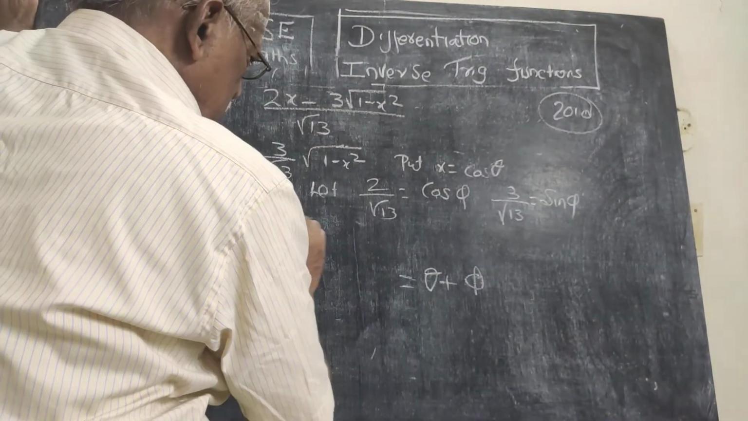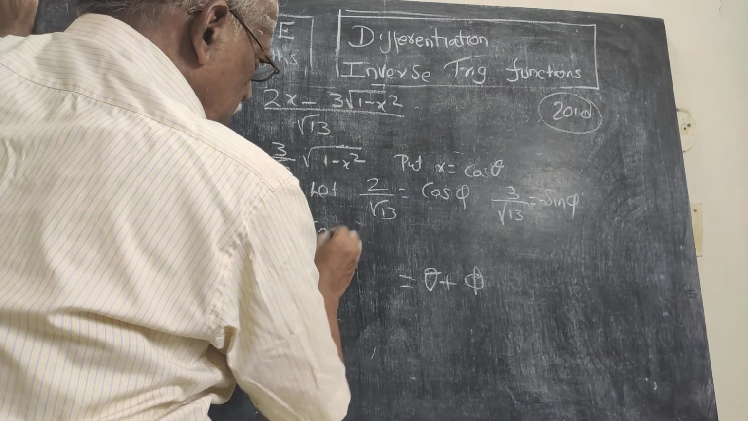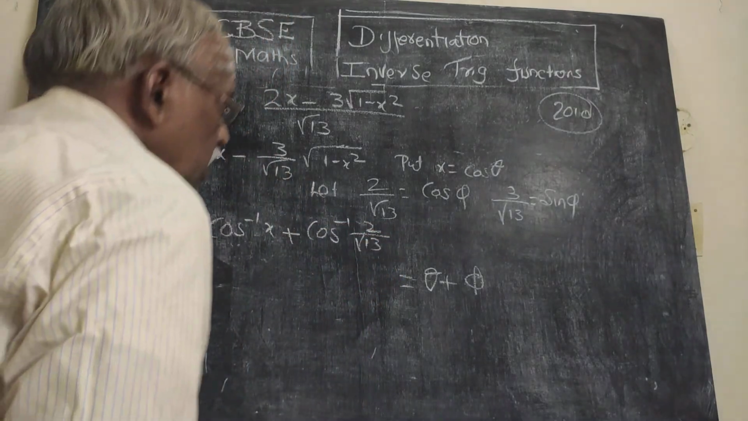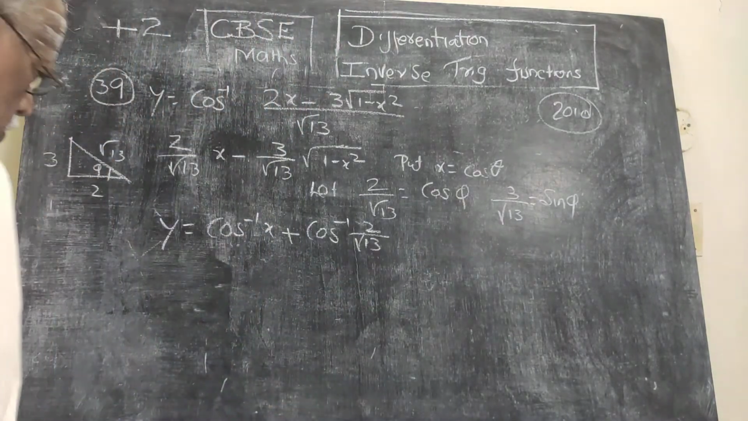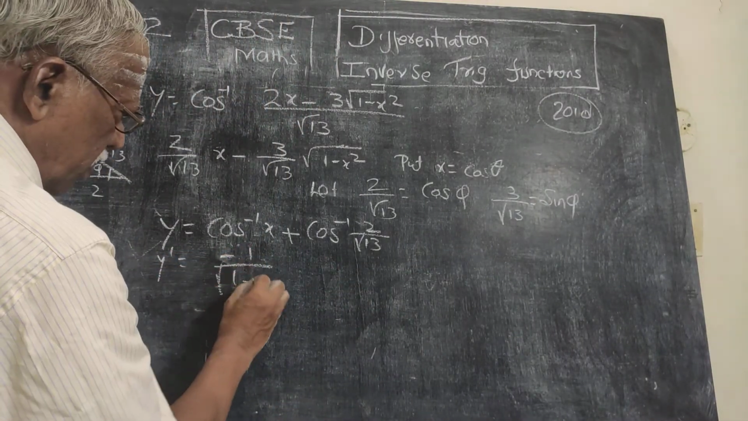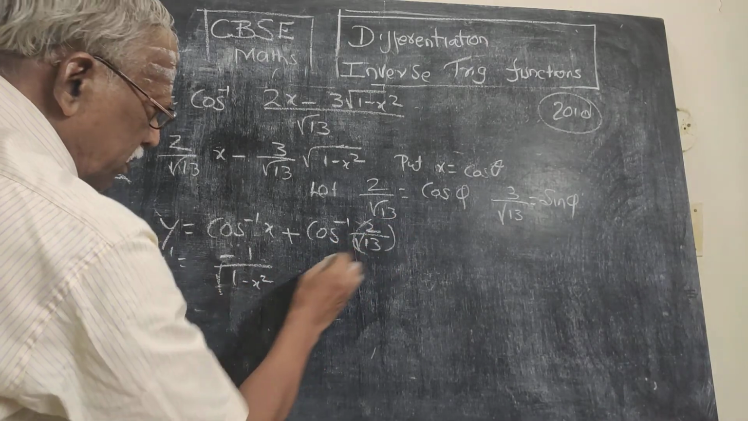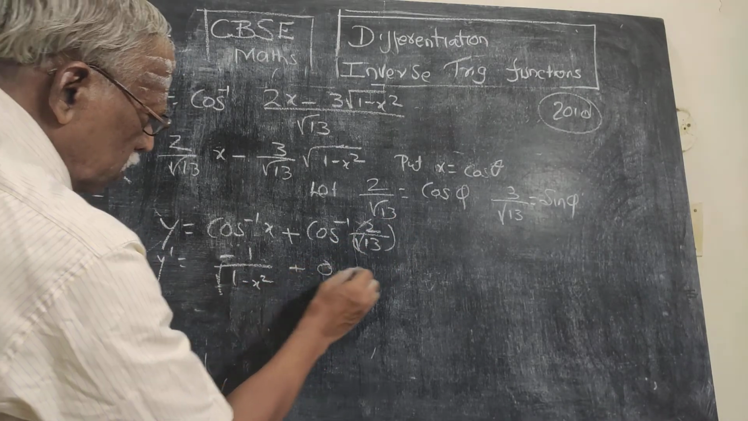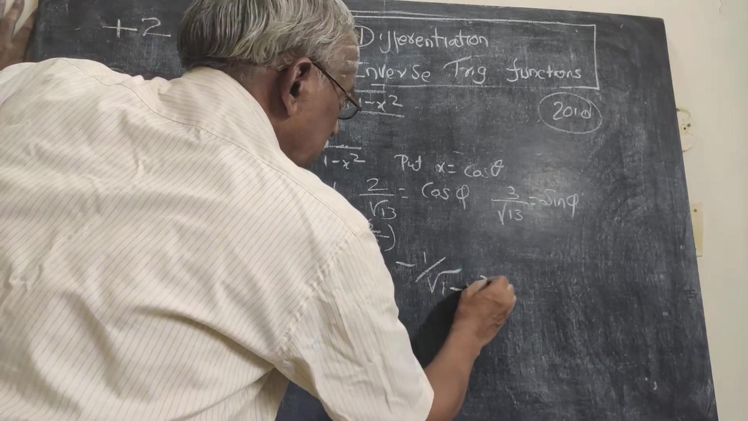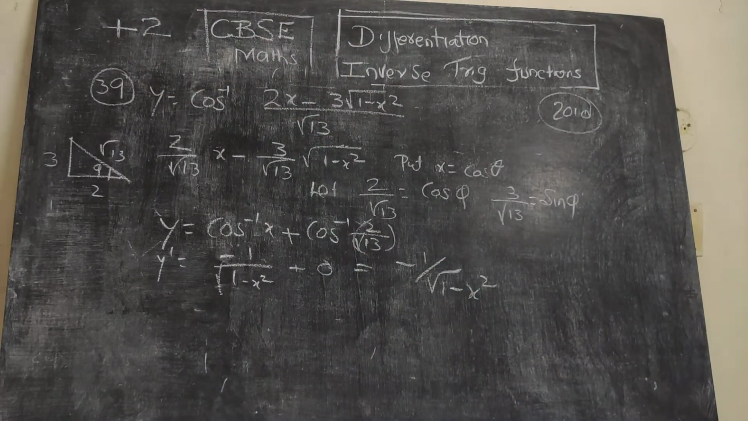Instead of phi this will be cos inverse of 2 by root 13. So now differentiate this. y dash equals minus 1 by root of 1 minus x square. This is a number, so this becomes 0. So the answer is minus 1 by root of 1 minus x square. Question number 40 is similar to that.